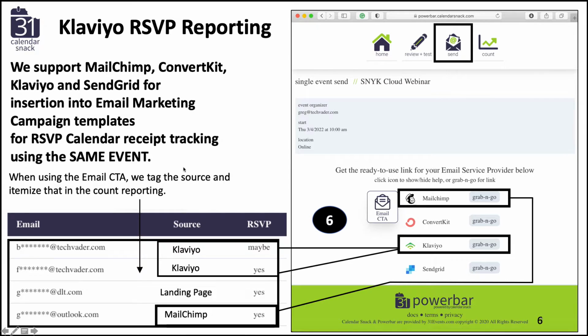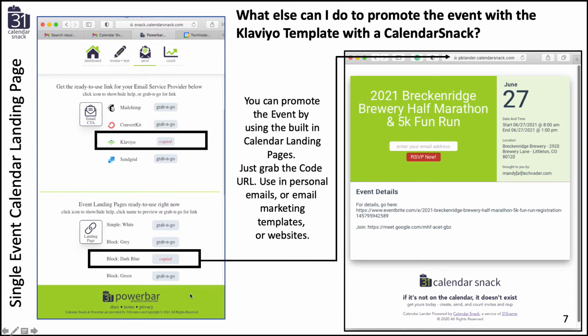In the reporting engine in the back for the CalendarSnack itself, we actually track by source. So you can use the same CalendarSnack across multiple email marketing vendors. You could use it for MailChimp, Convert, Kit, Klaviyo, and SendGrid if you wanted to. We do have customers doing that, and it works quite well. In this example, I'm showing Klaviyo specifically from the button, and then MailChimp from a separate campaign using the same event.